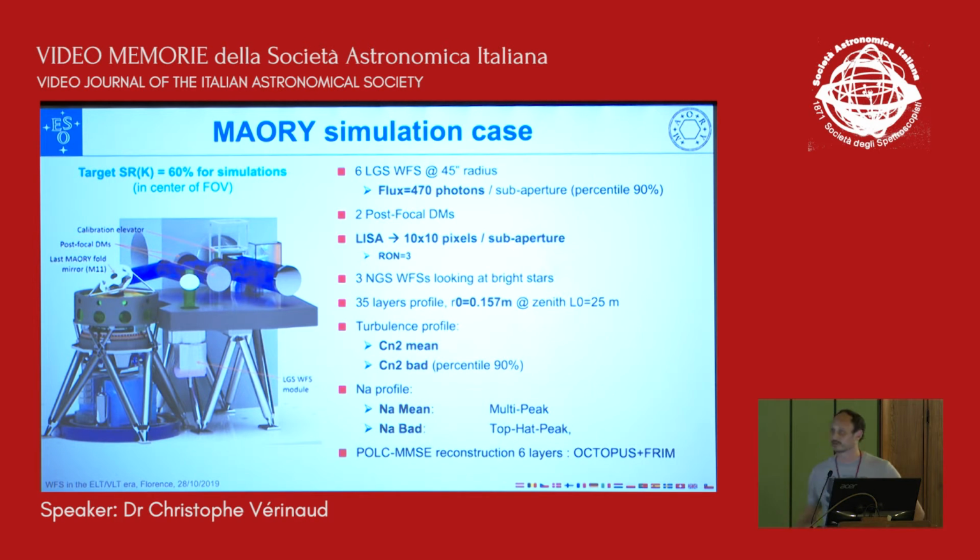So here are the conditions. The flux that I consider is 470 photons. This is the minimum number of photons per subaperture we have 90% of the time. We consider the LISA camera, so 10 by 10 pixels. What is important here is the seeing will always be the same, but I will consider a mean CN2 profile, a bad CN2 profile, and also the same thing for the sodium profile.